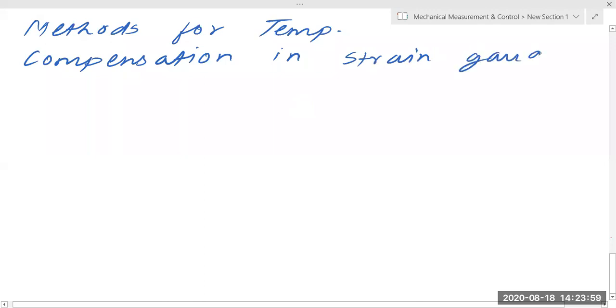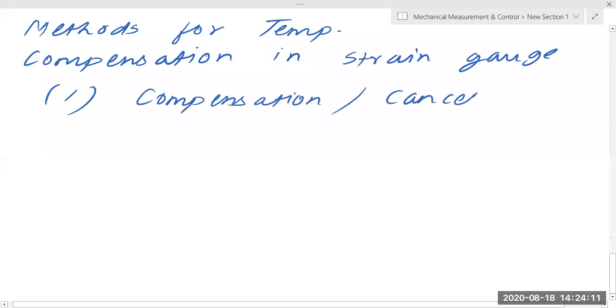Now there are various methods. I'll just list down the methods. One is compensation, or you can even say cancellation of temperature. Compensate for the temperature or cancel the temperature. The second method is self compensation.